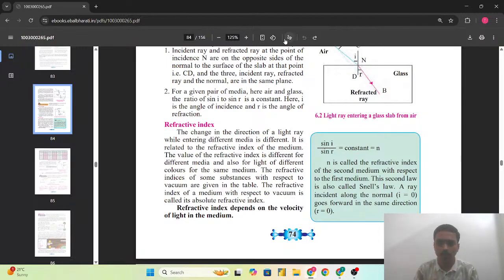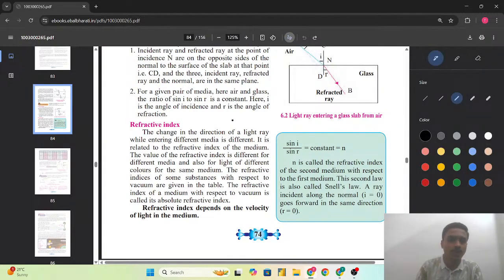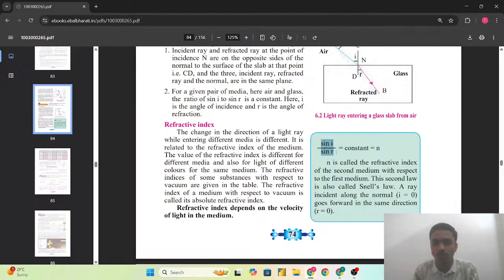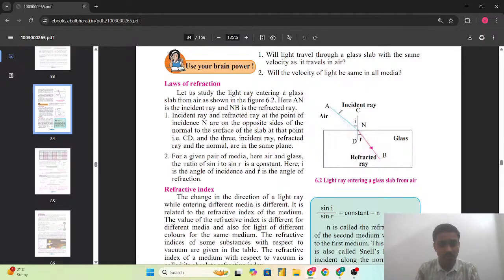Let's see what it is trying to say. That is, the ratio of sin i to sin r is always constant, and this is called Snell's law. This constant n is called the refractive index of the second medium with respect to the first medium. This second law is also called Snell's law. A ray incident along the normal, i equals 0, goes forward in the same direction, r equals 0. This is the simple Snell's law, and this is the second law of refraction.